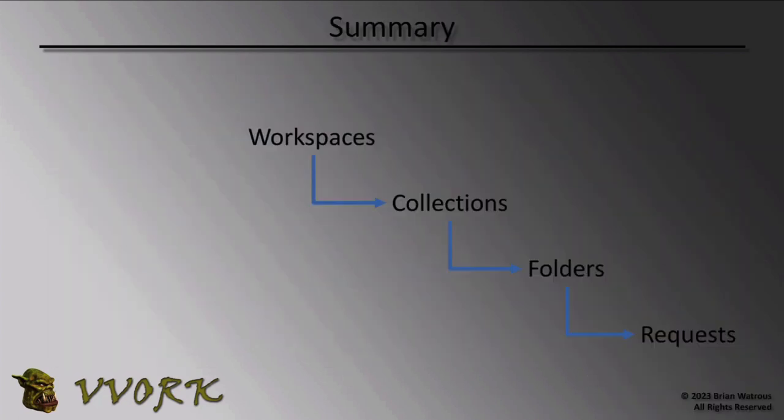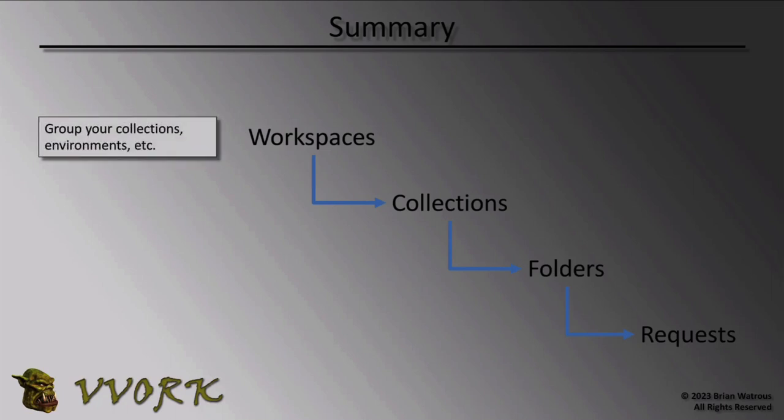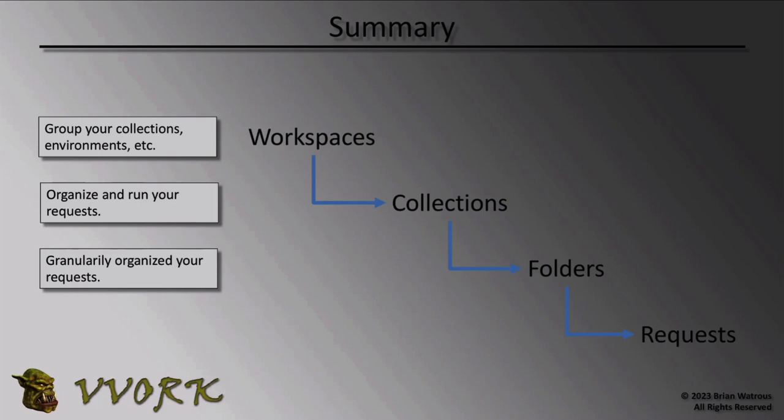All right, so let's summarize. We learned about workspaces, collections, folders, and requests. Workspaces allow you to group together your collections and environments. Collections allow you to organize your REST requests, and you can run an entire collection and all the REST requests in it. Folders allow you to even more granularly organize your REST requests.